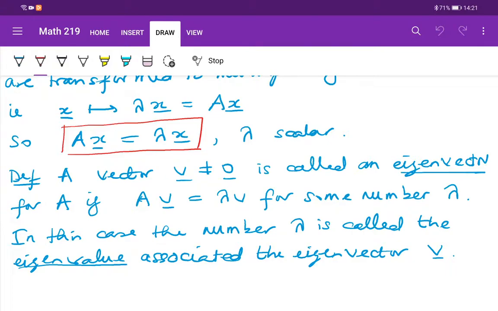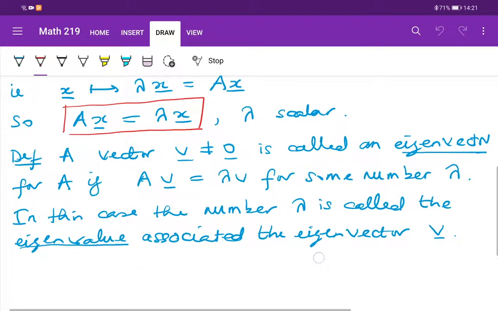So x is an n by 1 vector, so there are n unknowns there, and lambda is 1. So you have n plus 1 unknowns, n equations. In general, that typically will not have solutions, or it's not so easy to see what the solutions are. It's overdetermined. So how do we find eigenvalues and eigenvectors?